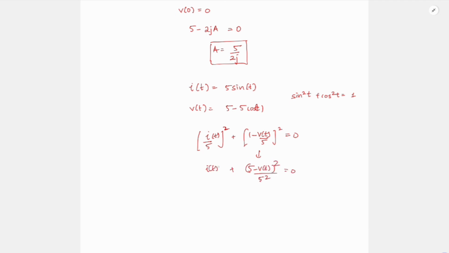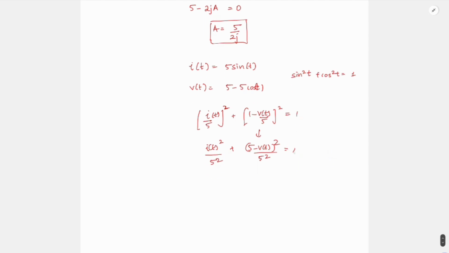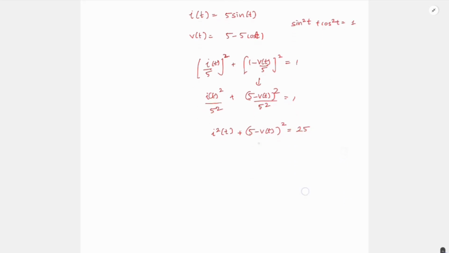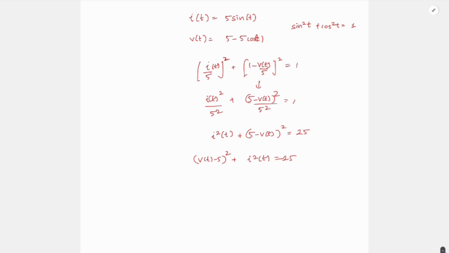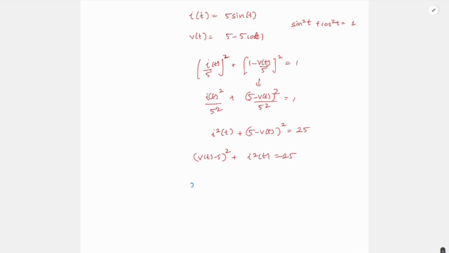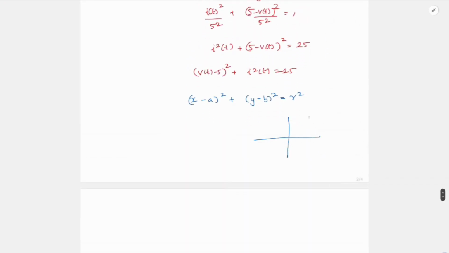So phi square I can take to that side. So this side it becomes I square of t plus phi minus v of t whole square equal to phi square. So this I can rewrite as v of t minus phi whole square plus I square of t equal to phi square. So this is like a circle equation, right? This is like x minus a whole square plus y minus b whole square equal to r square. So this circle, how will it be? The center will be at a comma b and the radius will be this r.